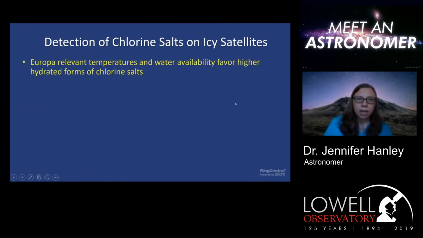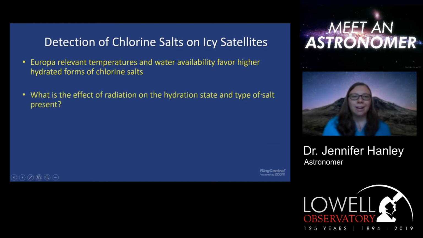So identifying salts on these icy satellites is really important, and we can make some hypotheses as to what we expect to find there. Based on the temperature and the amount of water present, we might expect higher hydration states of these different salts, for instance, the 6H2O instead of the 2H2O. However, some experiments show that radiation might actually break those bonds, and maybe it goes into a lower hydrated form. Also, it's possible that Europa's environment might actually exchange some of the salts.